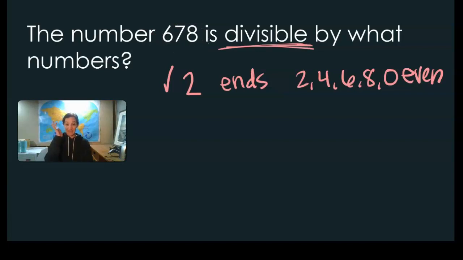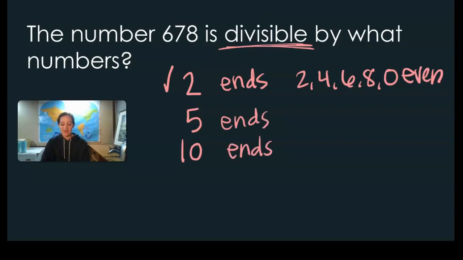Now, 5 is another really easy one. 2, 5, and 10 are my favorite ones to check because they're the easiest. All you have to do is look at how they end. It is divisible by 5 if it ends in a 5 or 0, which this ends in an 8, so it's not divisible by 5. And then 10 is even easier. It's got to end in a 0. This does not end in a 0, so it's not divisible by 5 or by 10.